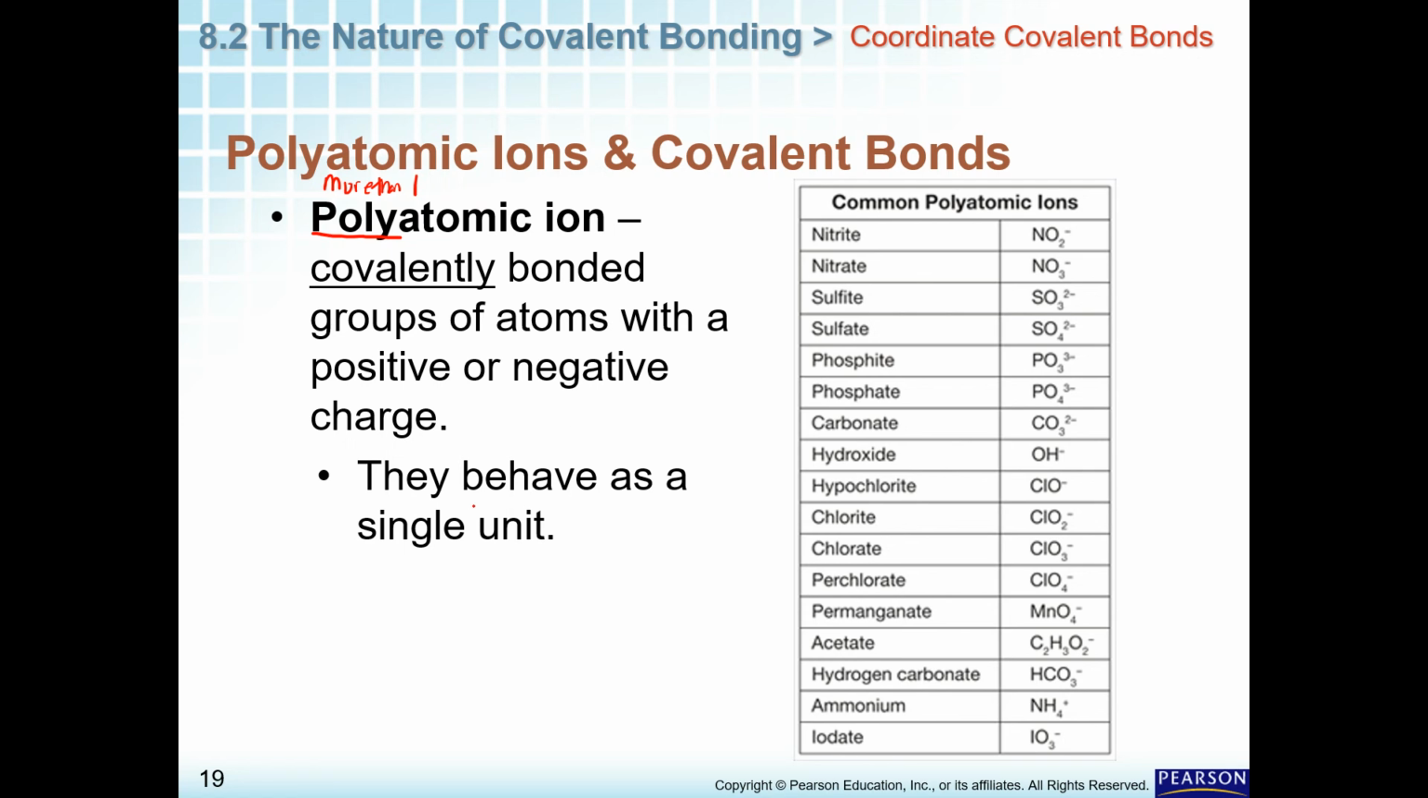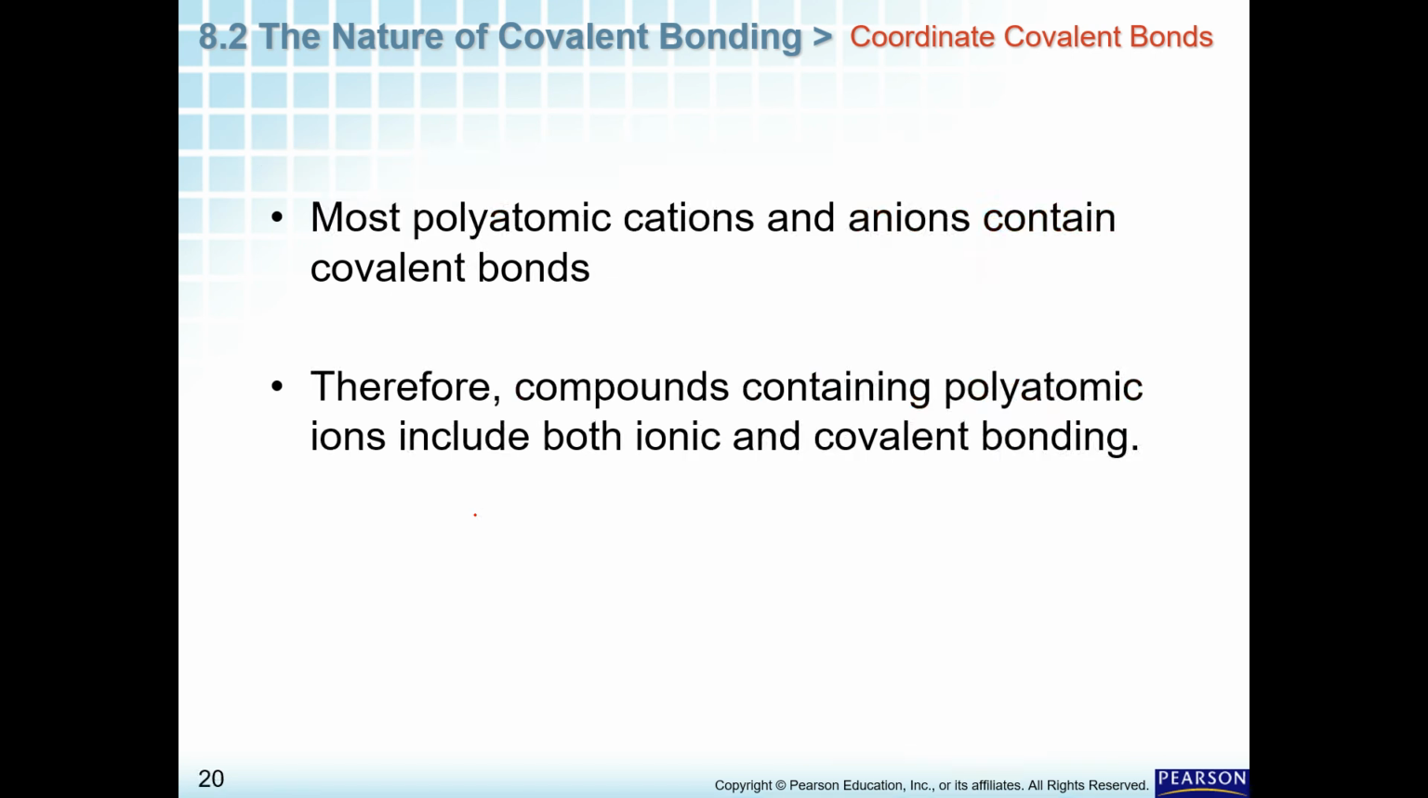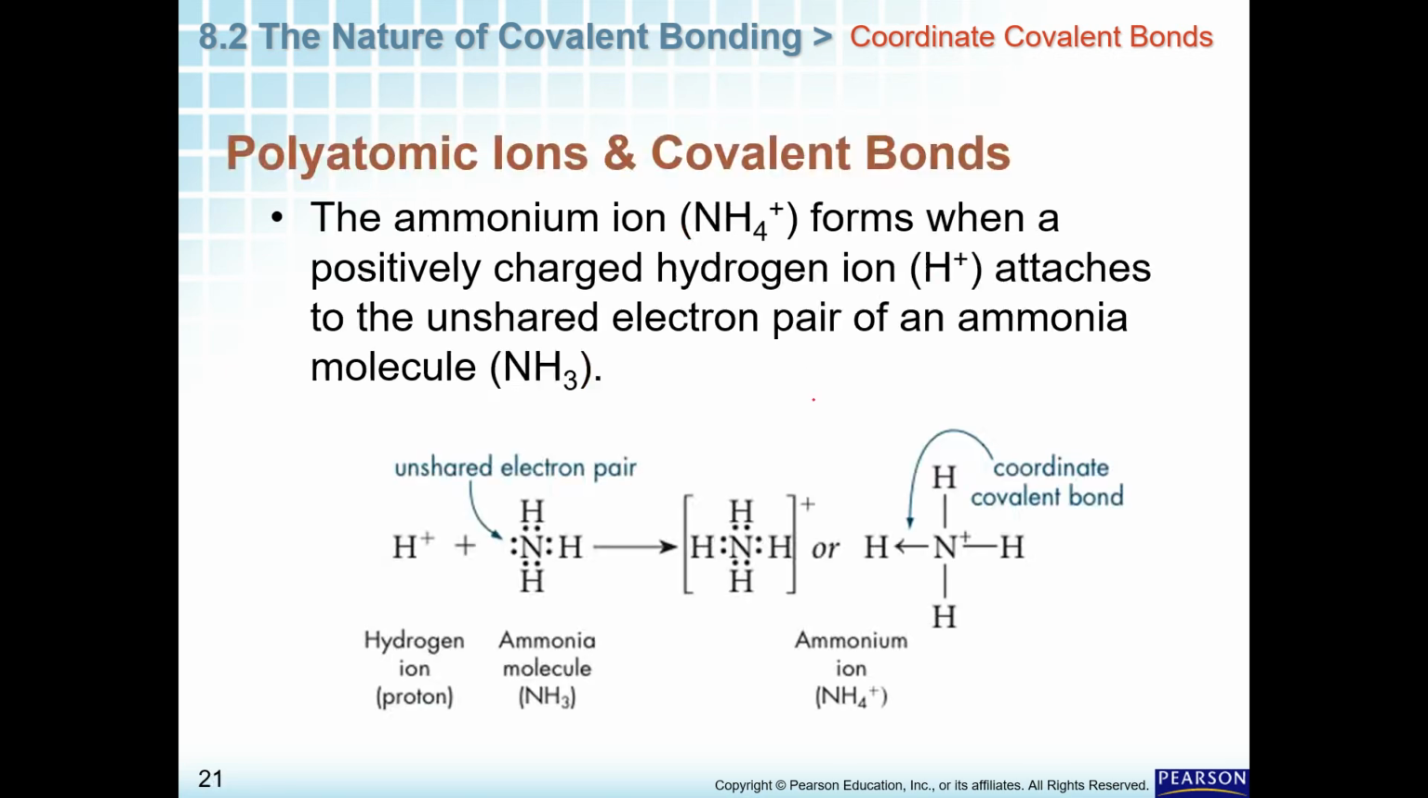One thing to note is that these behave as a single unit, so we always keep them together. Now, most polyatomic ions are usually going to be anions, which means they are negatively charged, but there are a few polyatomic ions that are cations, which are positively charged. These ions are held together with covalent bonds, but they do still form a charge. When polyatomic ions combine with another element, it happens during ionic bonding. So these compounds are really cool because they include both ionic and covalent bonding.